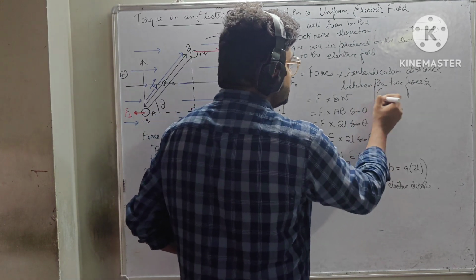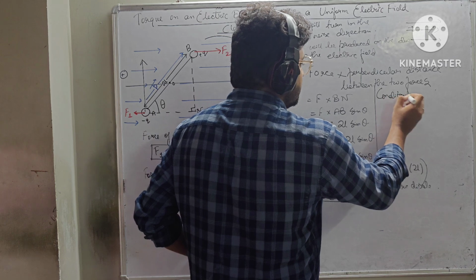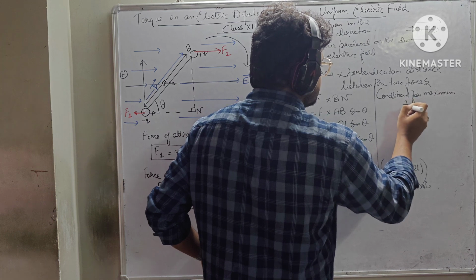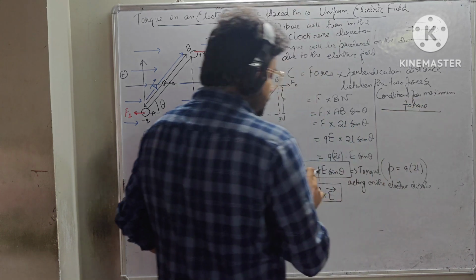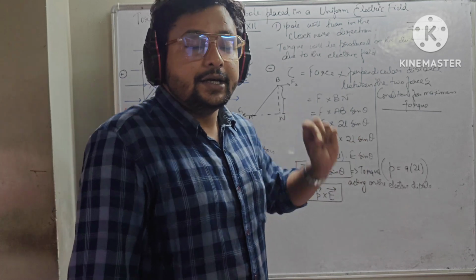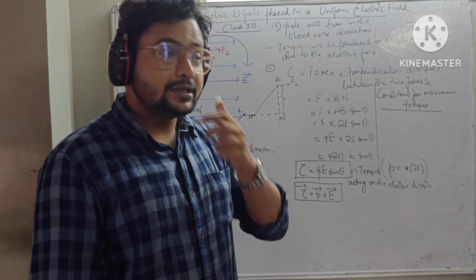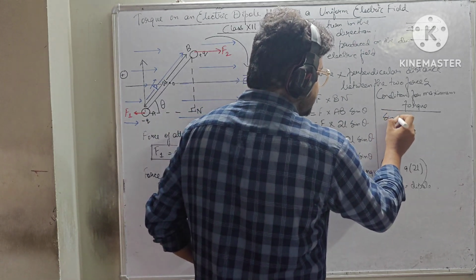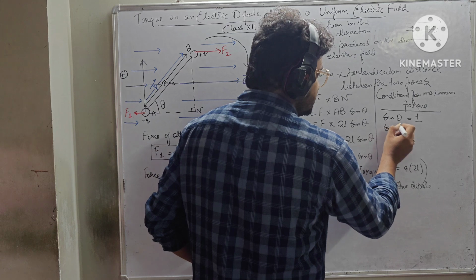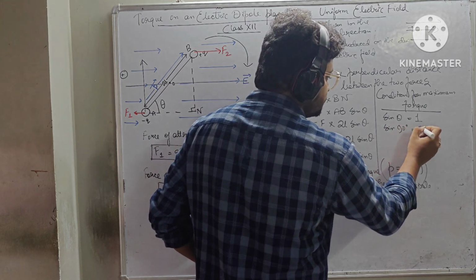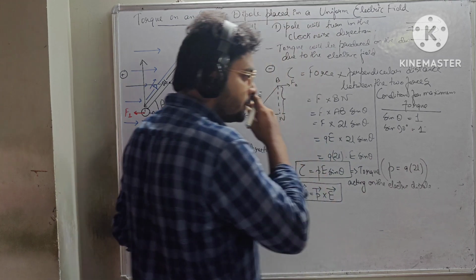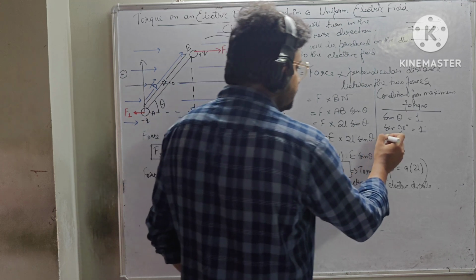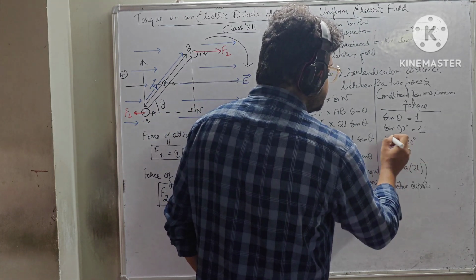Now, what will be the maximum torque? The condition for maximum torque: tau equals PE into sine theta. What is the maximum value of sine theta? The maximum value of sine theta is 1. So sine theta equals 1, that means sine 90 degrees equals 1. Therefore theta equals 90 degrees.